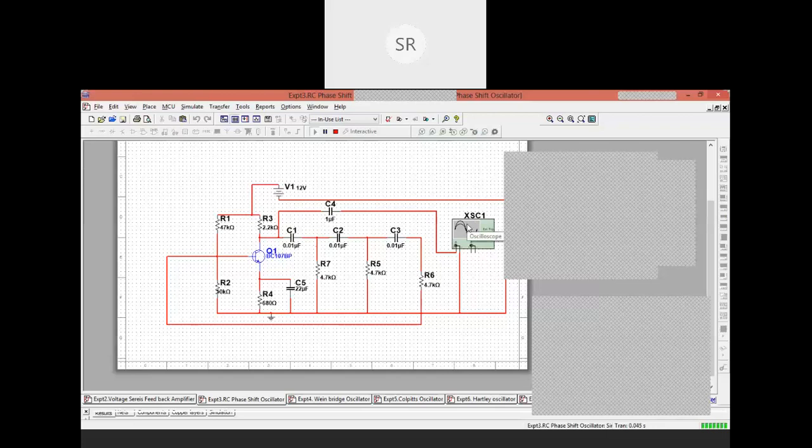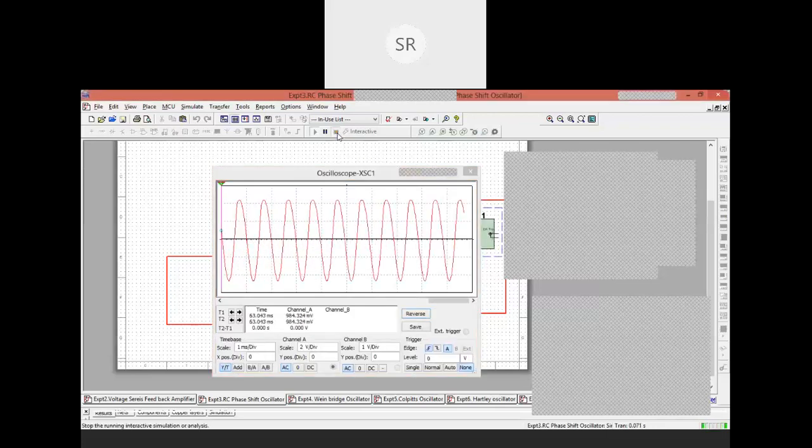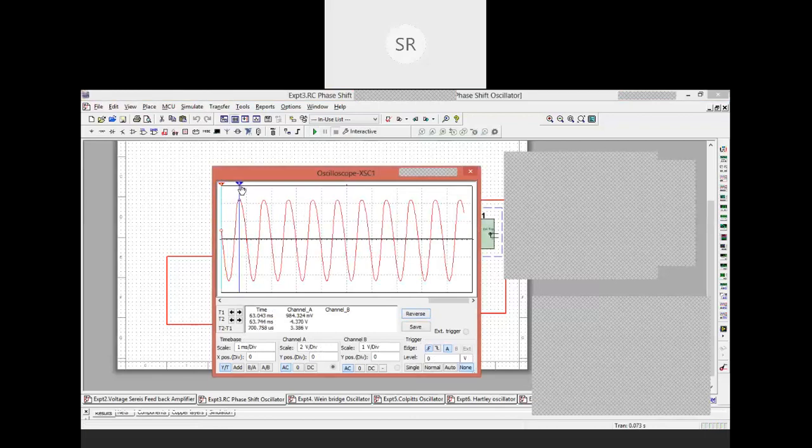The graph is shown in CRO. Stop the simulation. I am moving the cursor here and I am moving the cursor here so that I get the time period of one cycle approximately. So, what is the time period of one cycle approximately equal to? 965.909 microseconds. Otherwise, approximately 1 millisecond, right? Now I am going to close this graph.